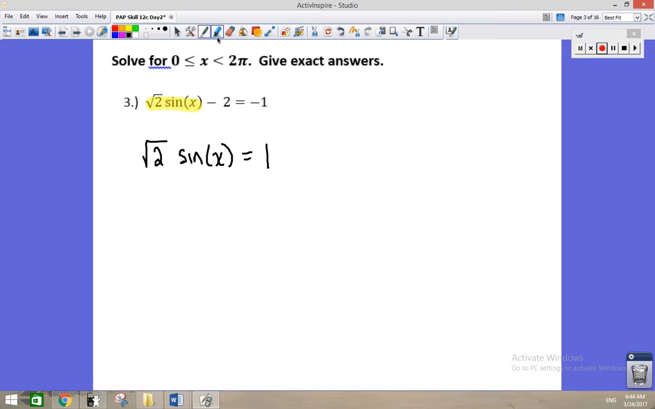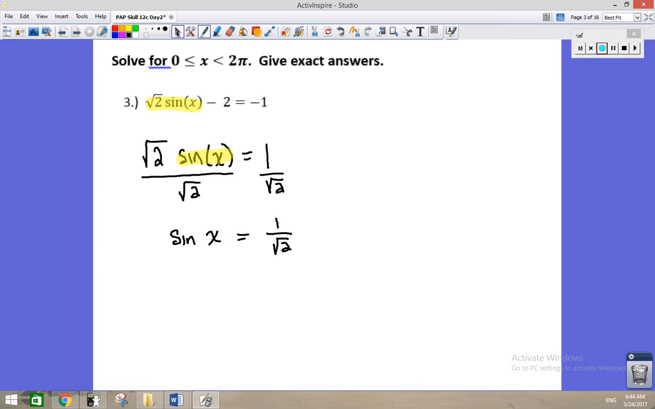If I look now on the left-hand side, I have two factors. The factor that has my variable of interest, the sine of x, I want to get it by itself. So the inverse of multiplication is division. So I need to divide both sides by radical 2. So now I have sine of x is equal to 1 over the square root of 2.